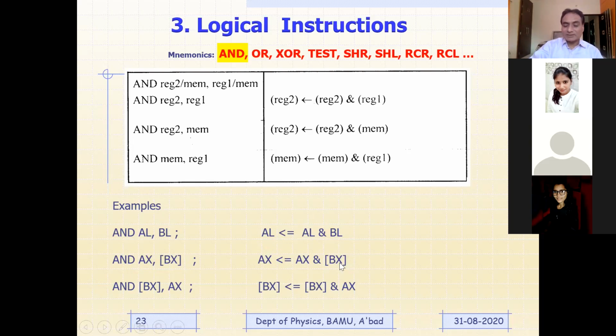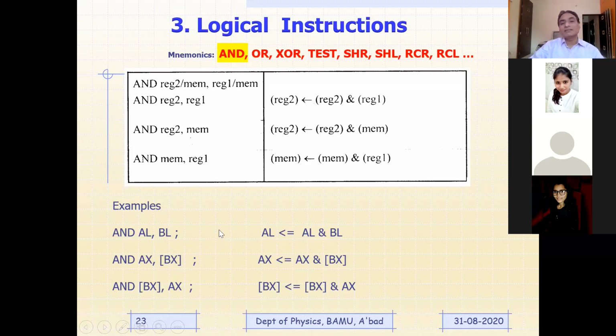What does square bracket BX mean? The content of the memory location whose address is BX is going to be logically ANDed with the content of AX, and the result is going to be updated in AX. It means here we have considered the source as a memory location and the destination again a register. Whereas in the last example, the source is a register and the destination is a memory location. Its meaning is that the content of AX is going to be logically ANDed with the content of this memory location and the result will be updated at the respective memory location. So there are 3 examples we have considered.